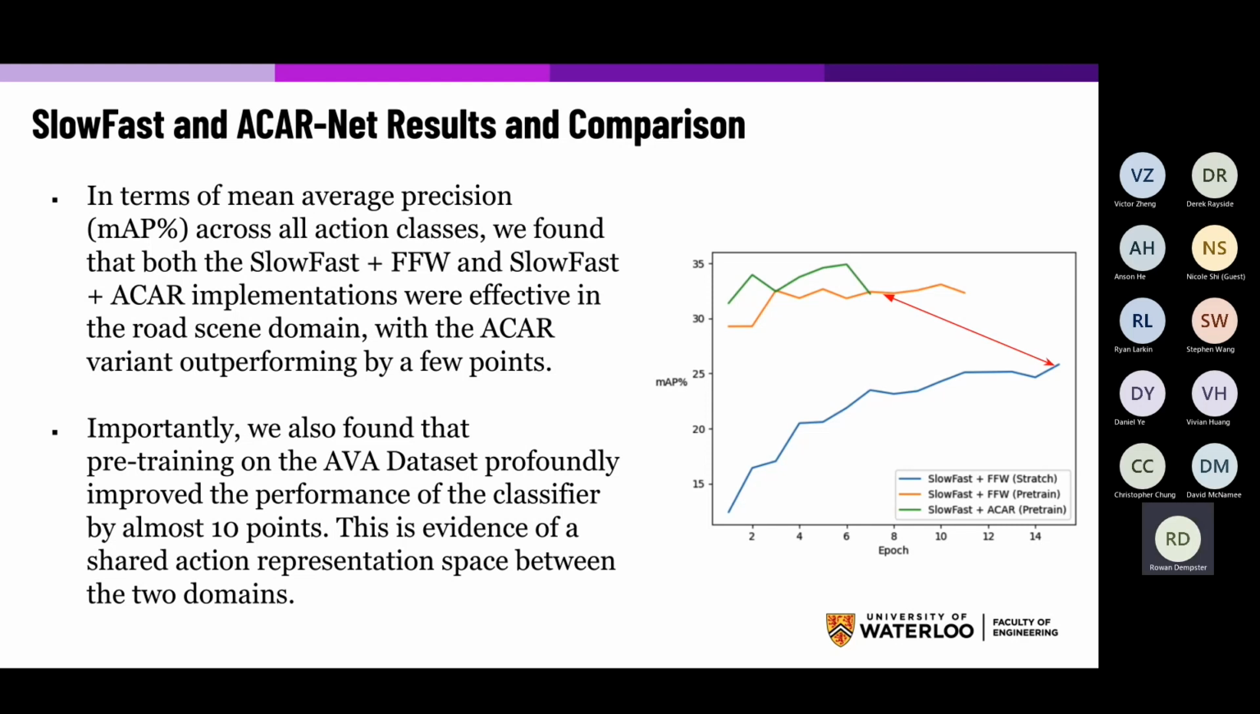And then the other observation is overall, even when we fully converged from the random initialization to the best we could do by only using the data in the road dataset, we still see that there's this big, almost 10-point difference between the performance we could achieve by only learning from actions we saw on the road versus learning from actions that we saw in like YouTube videos as well. So evidence for a shared action representation space between different domains.